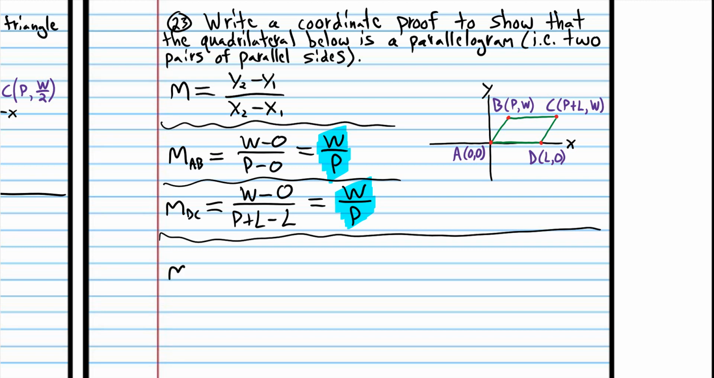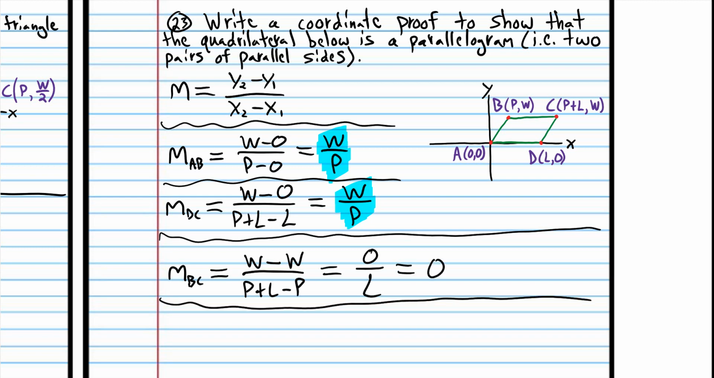So now we're going to find the slope of BC. Like I said, it doesn't really matter what pair you choose first. And that is going to be, using B as the first point, W minus W over P plus L minus P. And W minus W is 0, and the P's cancel out because you have one positive P and one negative P. So we just end up with L, and it's 0. So the slope of side BC is 0.